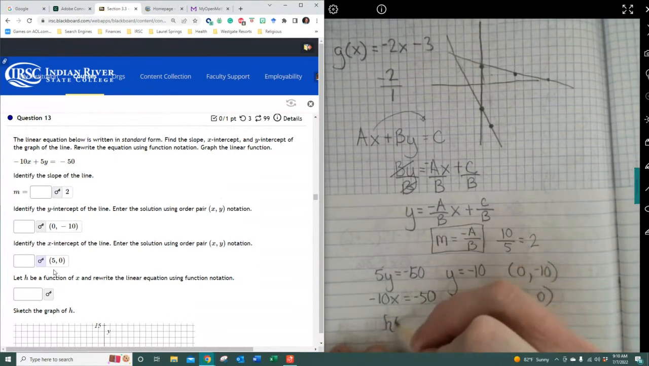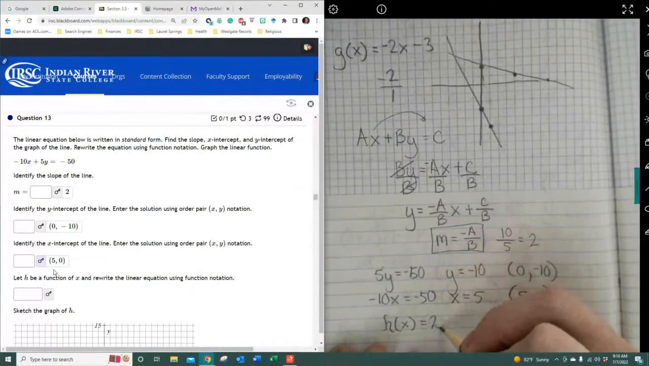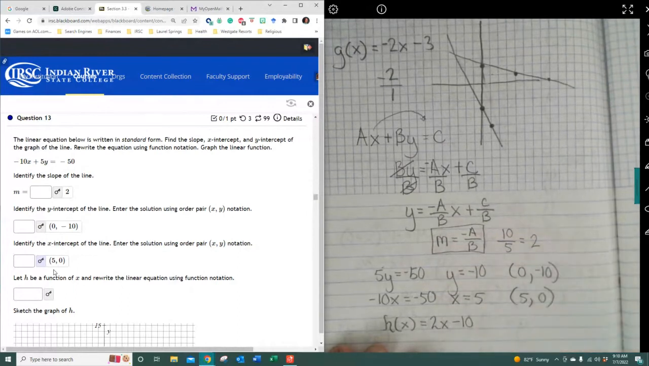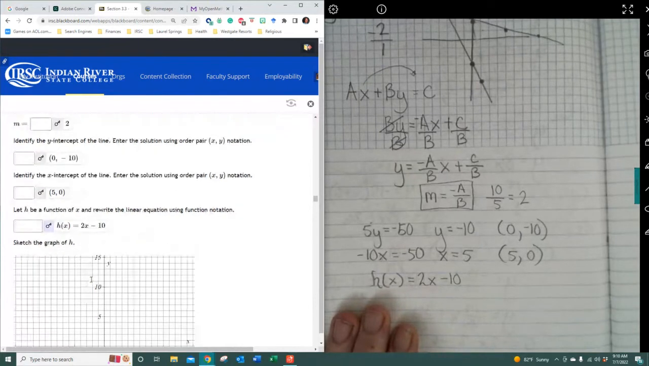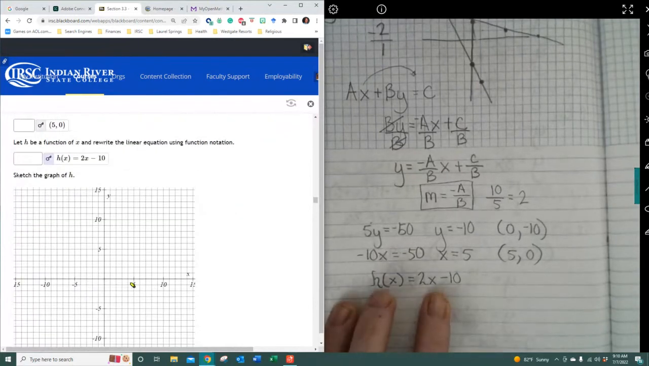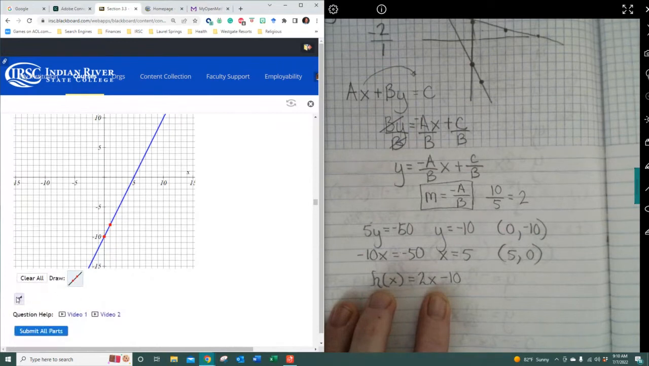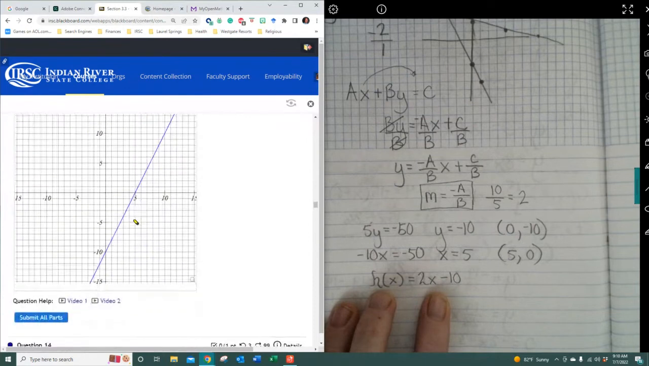So then do h of x equals 2x, because that's our slope, and then our y-intercept is negative 10. So that's going to be the equation that we need to write for that particular section right there. Now to graph it, start at negative 10, and then go up 2 over 1, and then we have our answer. Okay, and it looks like what I've got there.